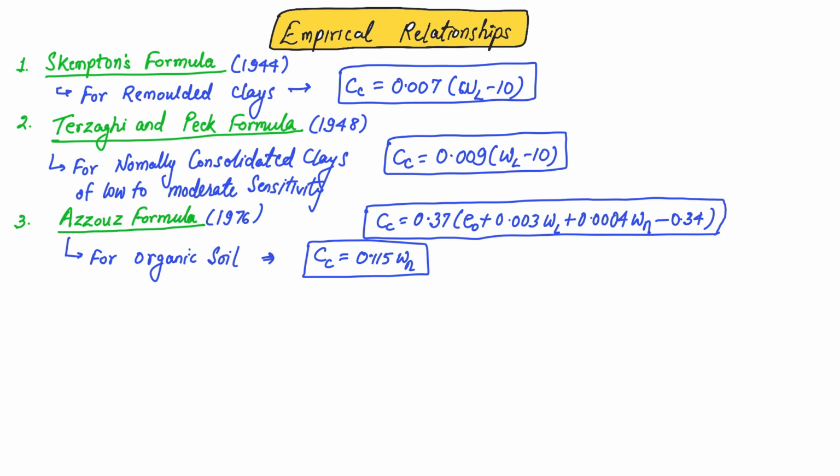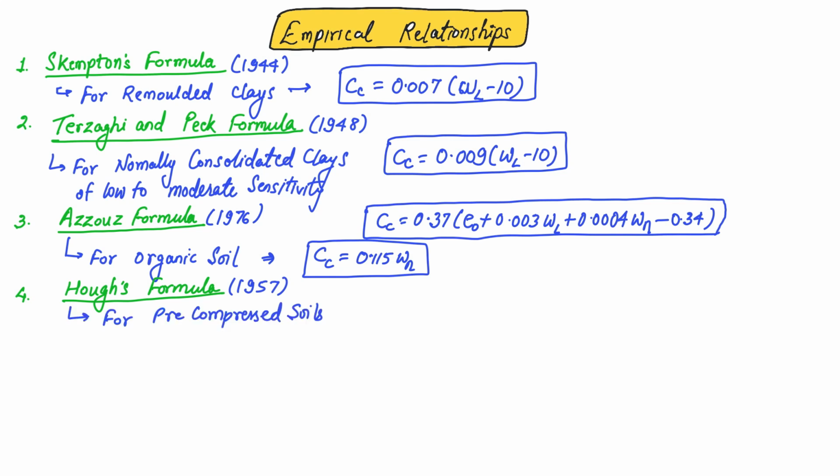Apart from this, another formula was given by Hough in 1957 for pre-compressed soil as Cc equal to 0.3 into e naught minus 0.27.